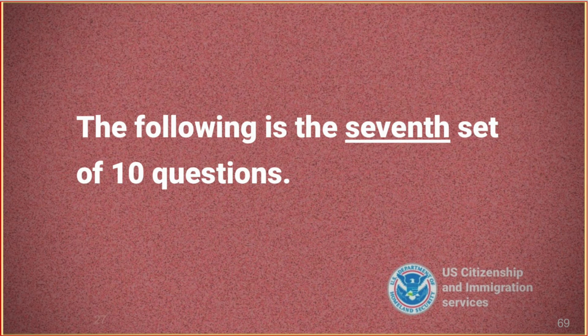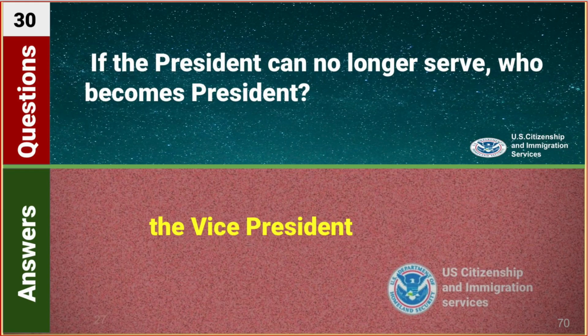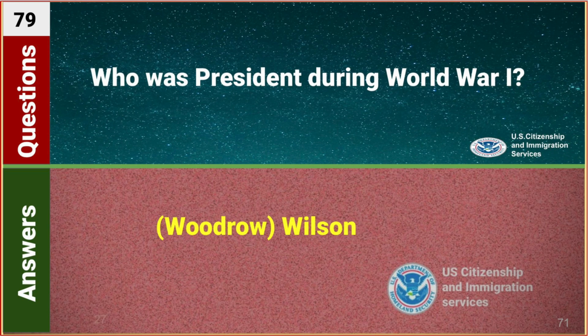The following is the seventh set of 10 questions. If the president can no longer serve, who becomes president? The Vice President. Who was president during World War I? Woodrow Wilson.